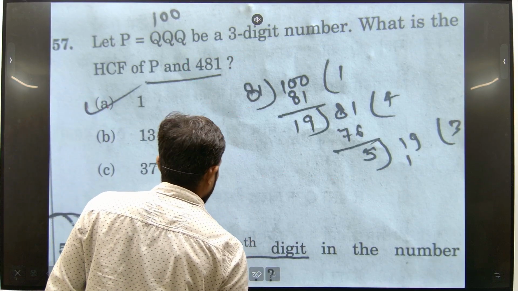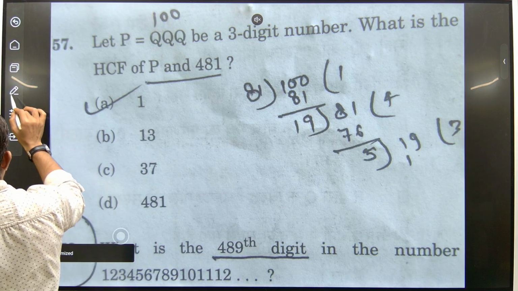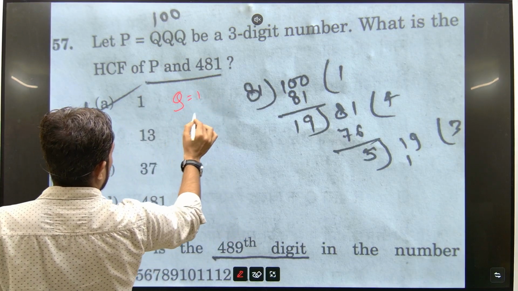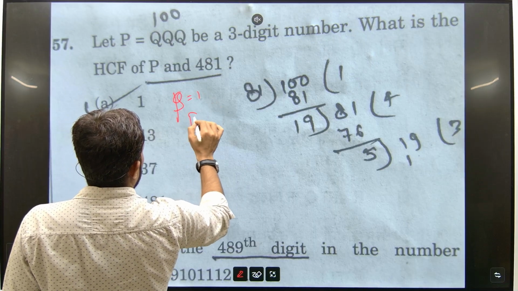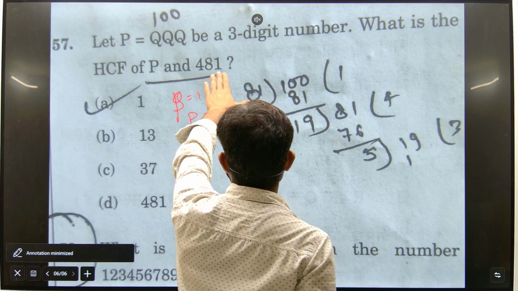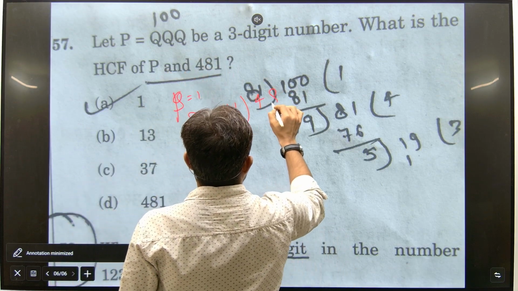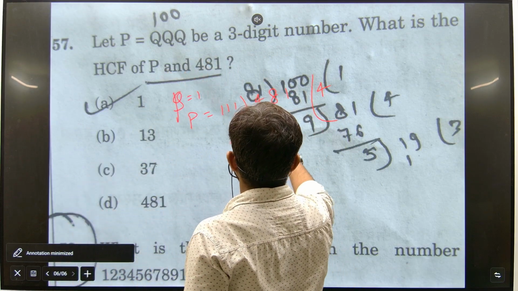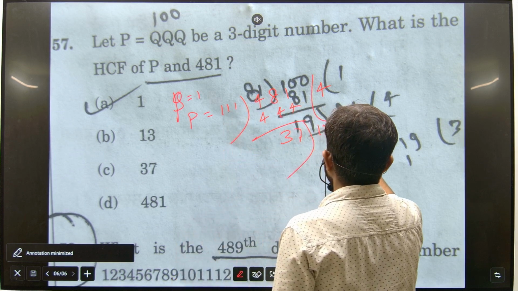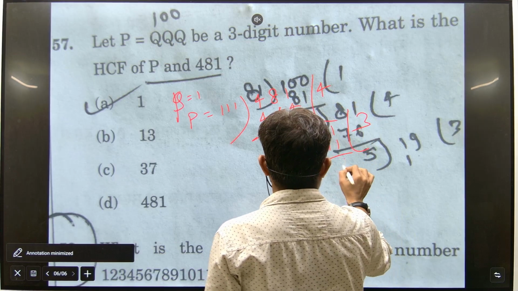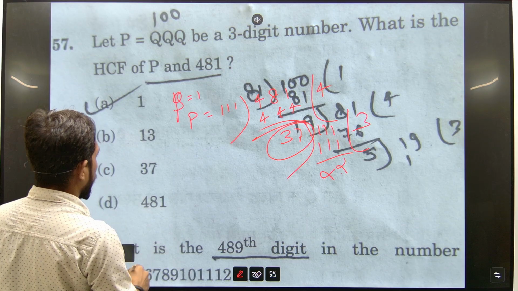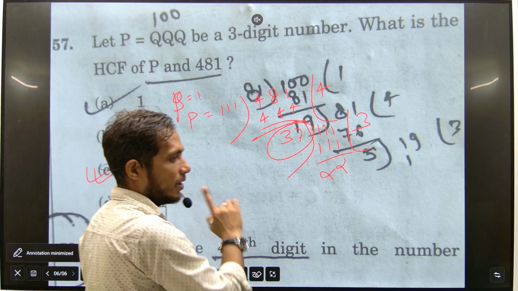Okay, so this is the basic concept. Now move towards the final question. Let us take Q equal to 1. When Q is equal to 1, the number P becomes 111. Now take the HCF of 111 with 481. So 481 divided by 111, 4 times 111 is 444, the remainder becomes 37. Now 111, 37 times 3 is 111. So that is clear. In the first case, the HCF is what? 37. Where is the option? So the first will be correct.